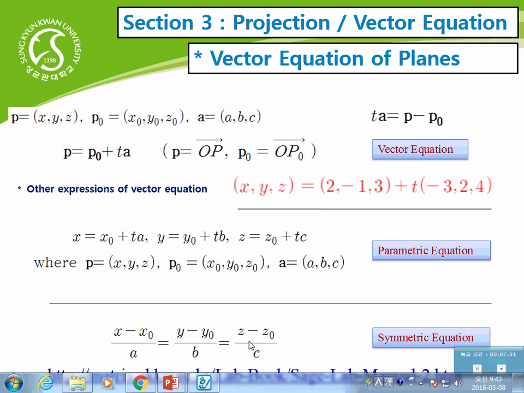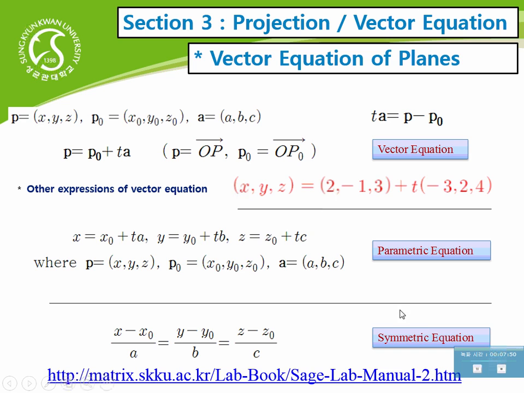Okay, got it? So if you know the vector equation, the others are just easy forms that you can draw from there. The parametric equation or symmetric equation is a direct implication of the vector equation. There is lots of information here that you can practice.